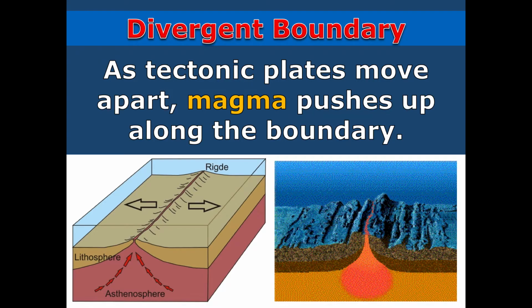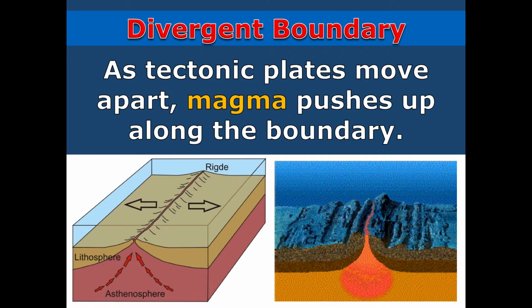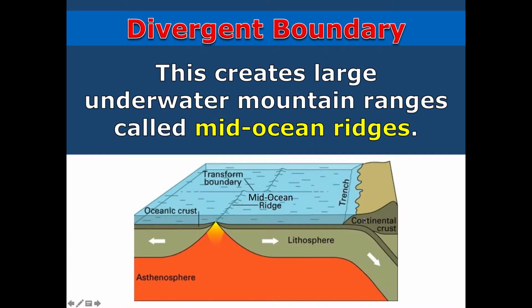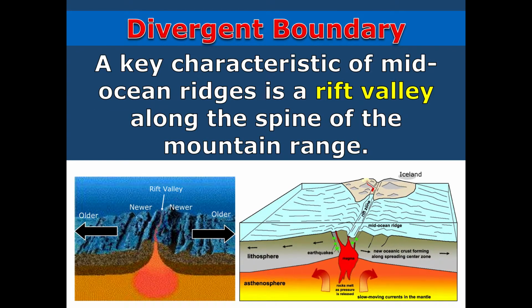And as the plates move apart, magma pushes up along the boundary, creating the new rock, creating the new land. This creates large underwater mountain ranges, as we know, mid-ocean ridges. And so, as I kind of alluded to, sometimes this happens on land. One of the reasons why is because that Rift Valley is a mountain range, and if it gets high enough, it will stick out of the water, and that's what Iceland is.